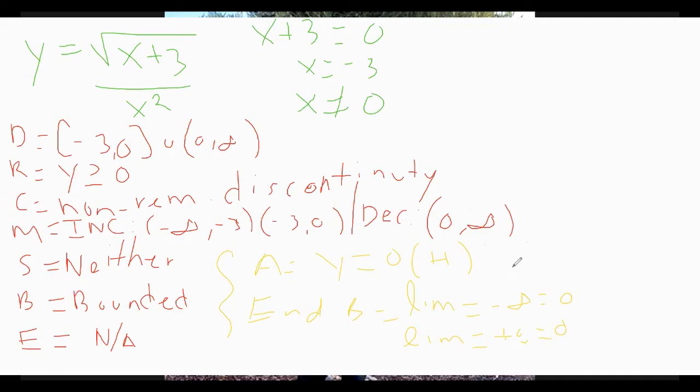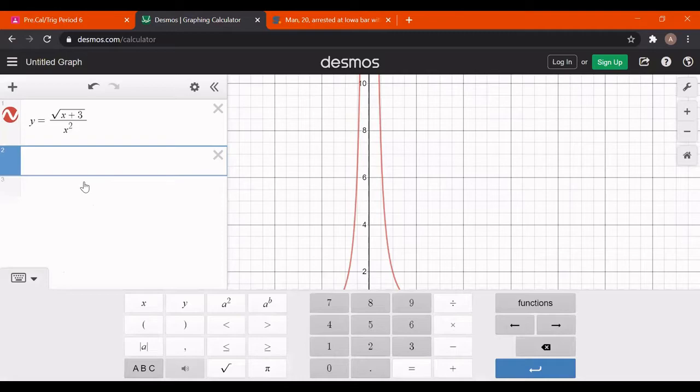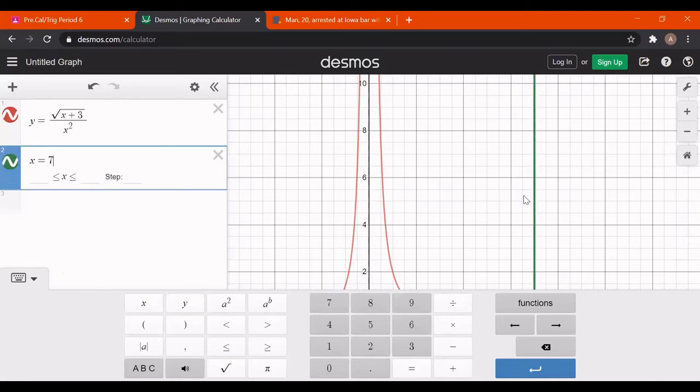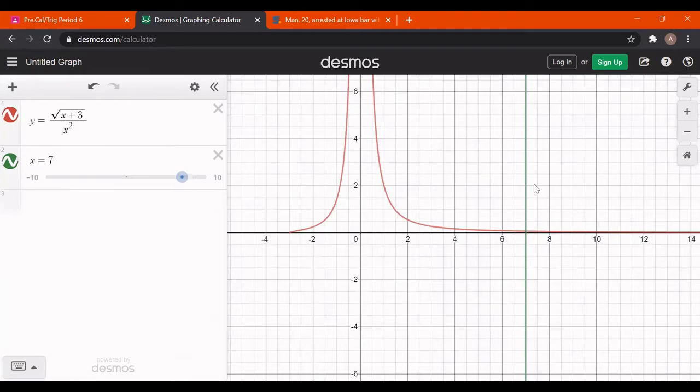Asymptotes, there's horizontal asymptotes and a vertical asymptote. So let me show you right here real quick. If I was to write x is equal to 7, this green line is your asymptote. And these are vertical, of course. But in this case, there isn't any vertical asymptotes since look, the graph keeps on going. So there's no vertical asymptotes, but there is horizontal asymptotes.